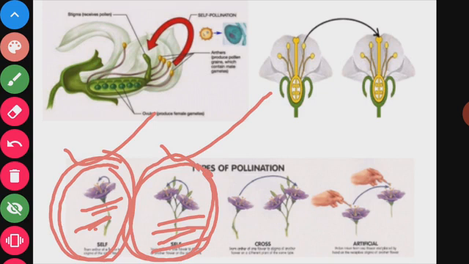What is self-pollination? In this kind of pollination, the pollen grains are transferred from the anther of one plant to the stigma of the same plant. Here, same plant, you have to remember. Same plant means in the same plant there are different flowers. When the pollen grains from the anther of a flower are transferred to the stigma of the same flower, or another flower of the same plant, you have to remember, another flower of the same plant, it is called self-pollination.